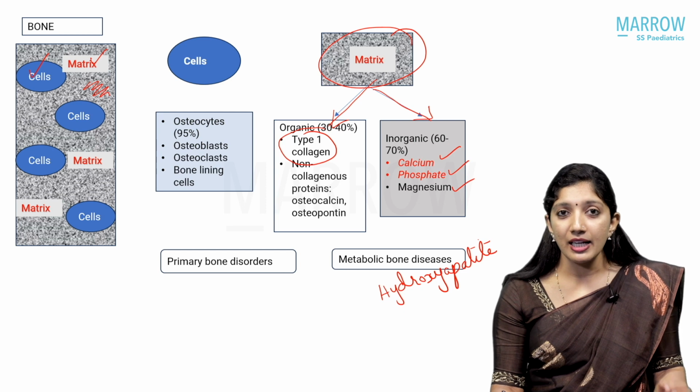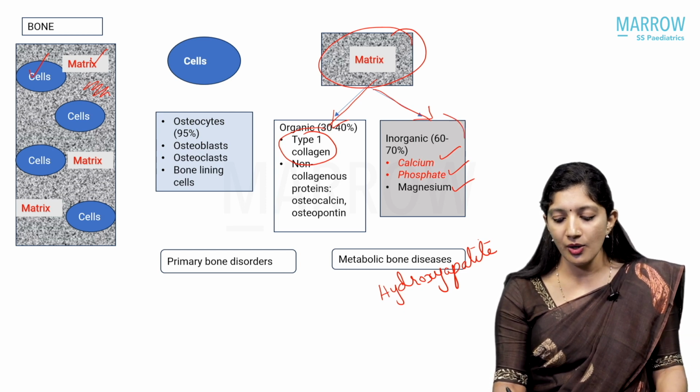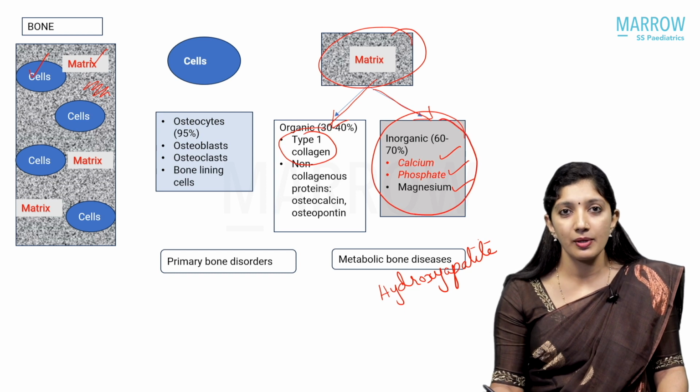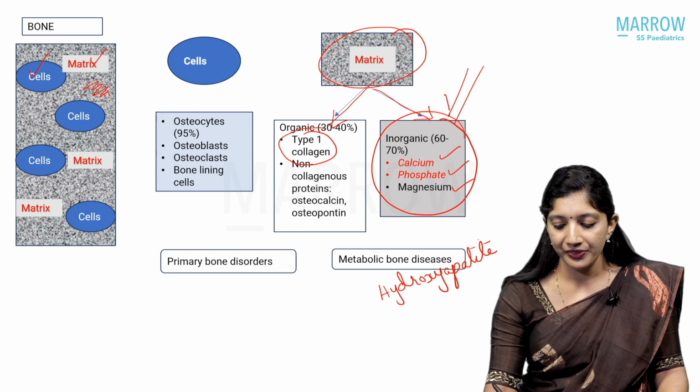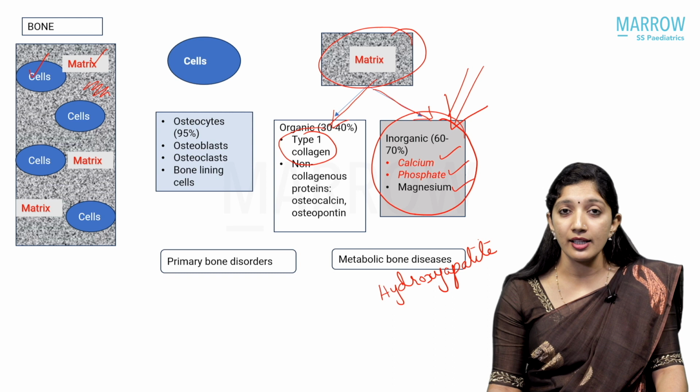So defective mineralization means there is a problem with laying down of this inorganic part of the matrix. So rickets is a disease which affects this part of the bone, a defective mineralization. And that affects the strength of the bone.